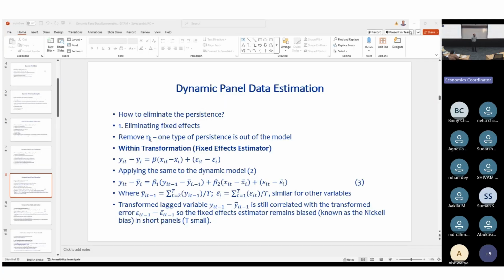So two assumptions of the OLS method are violated here. So you cannot use OLS to solve a dynamic panel data model.